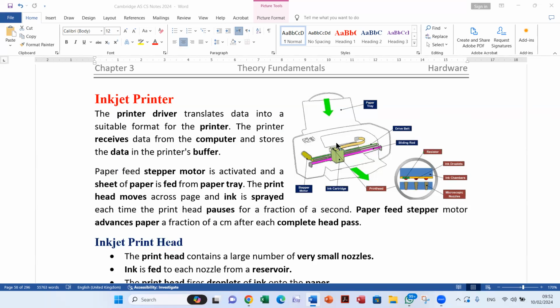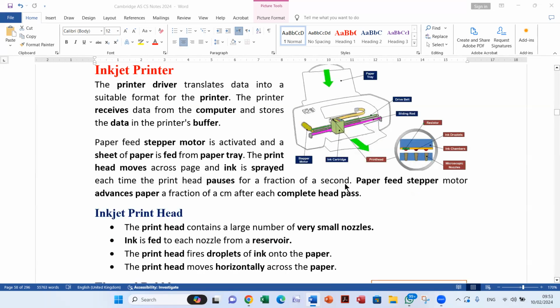So this is the print cartridge, and this is a belt carrying the ink cartridge. And these are stepper motors that move the print head left and right. There is also another stepper motor that feeds in the sheet of paper.